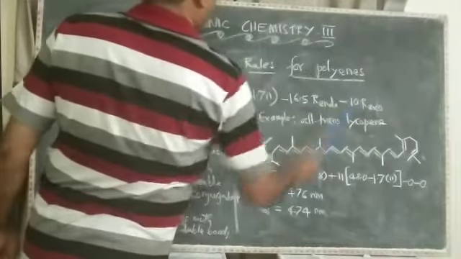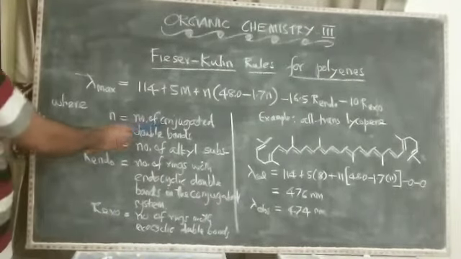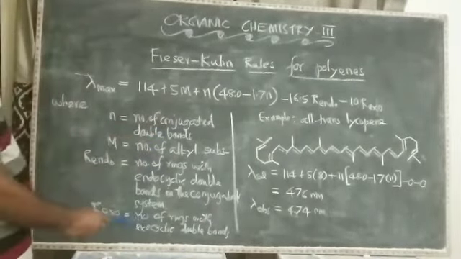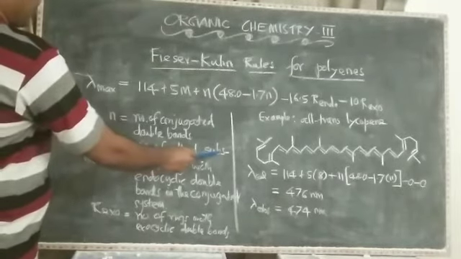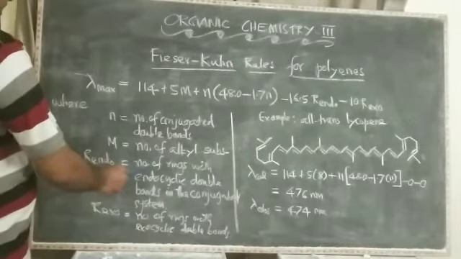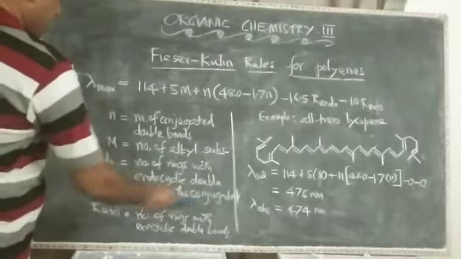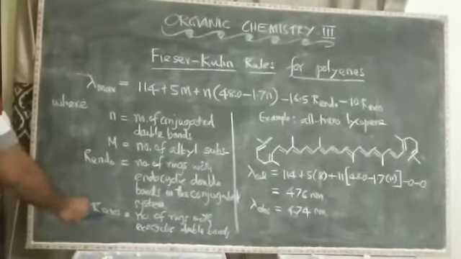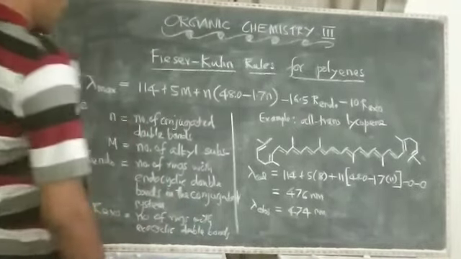minus 10 R exo, where N is equal to the number of conjugated double bonds, M is equal to the number of alkyl or alkyl-like substituents, R endo is the number of rings with endocyclic double bonds in the conjugated system, and R exo is the number of rings with exocyclic double bonds in the conjugated system.